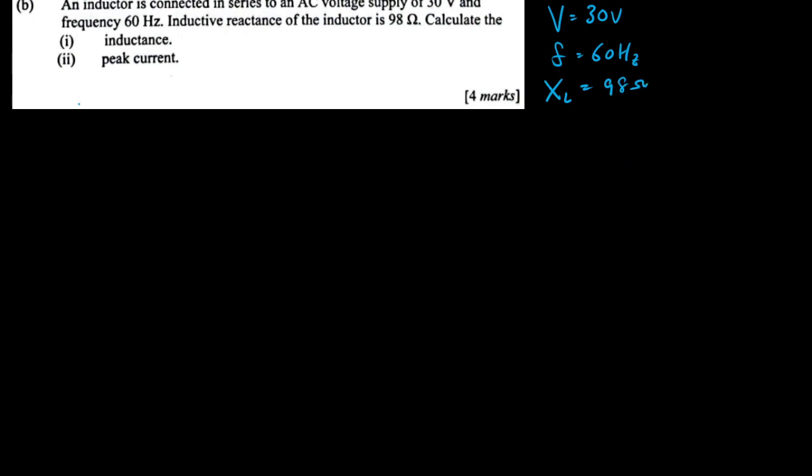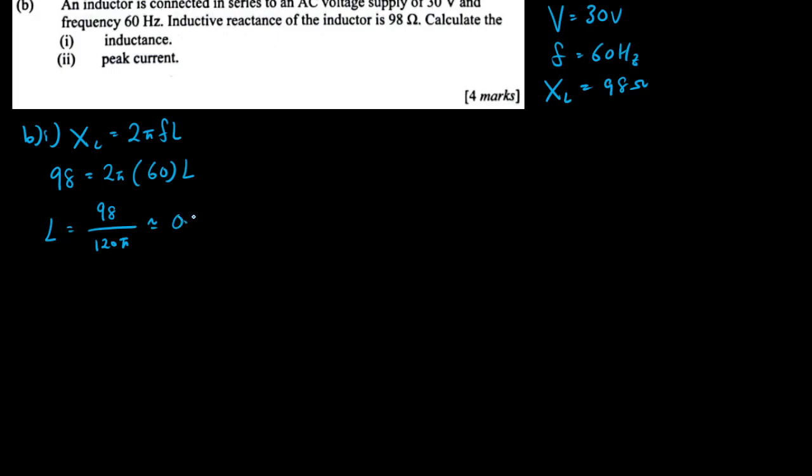I'm supposed to look for B1, the inductance. So I have XL equals 2 pi f L. I know that my XL is 98, and I have 2 pi, and I know my frequency is 60, and then what I'm left with is looking for L. So L is simply going to be 98 over 120 pi, which is approximately 0.26 Henry.